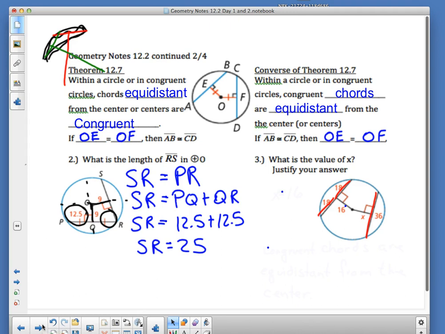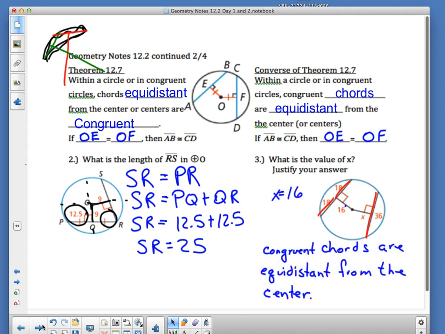This is all about properties, okay? So if we look at this next one, within a circle or in congruent circles, congruent chords are equidistant from the center or centers. Well, if I have two chords that are congruent, then OE and OF, the distances of the two chords from the center, are the same, right? Well, here's the deal. This is how fast this is. You ready? Done. X is 16.